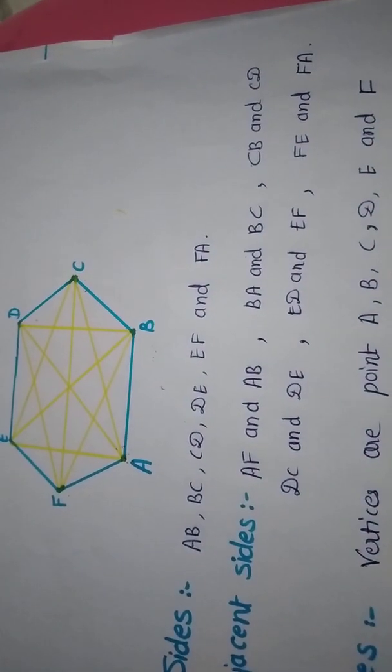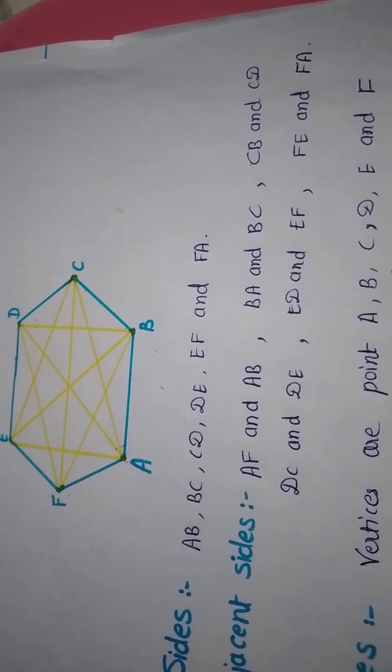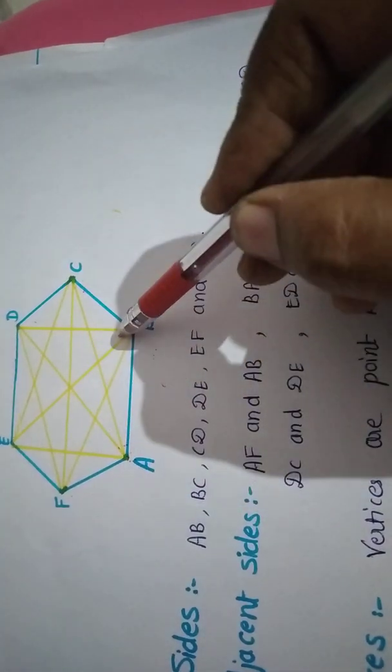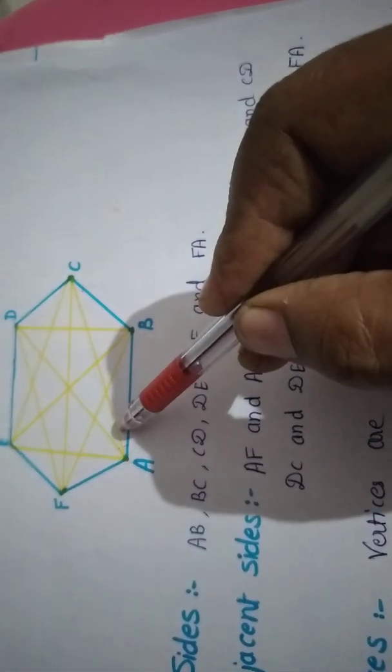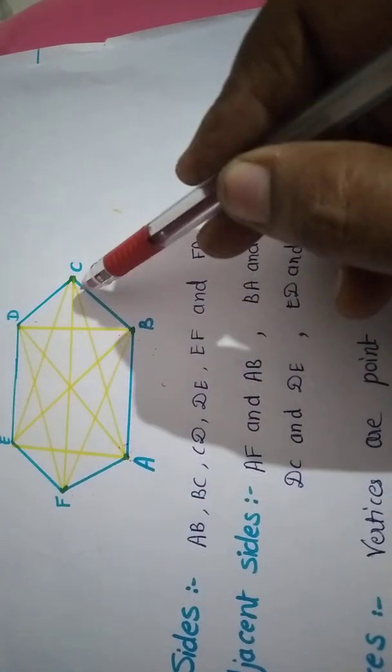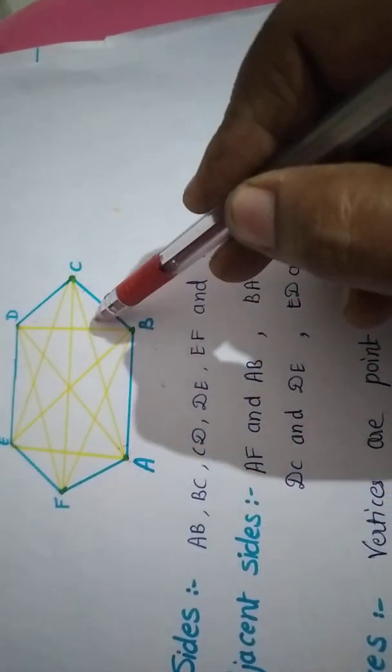Now diagonals. What are diagonals? Diagonals are the lines which join 2 angles that are not adjacent. So a line segment joining non-adjacent angles. These are the adjacent angles. And if I join A and C, then that line will be known as a diagonal of this polygon.